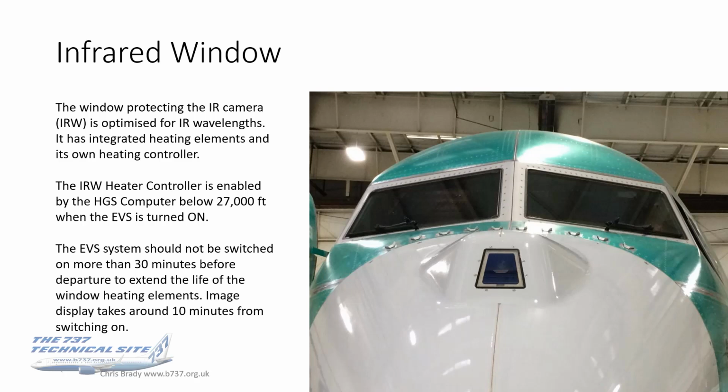The infrared window heating controller is enabled automatically by the HES computer when descending through 27,000 feet when the EVS is turned on. It's not considered necessary to have it on at higher altitudes or in the cruise.